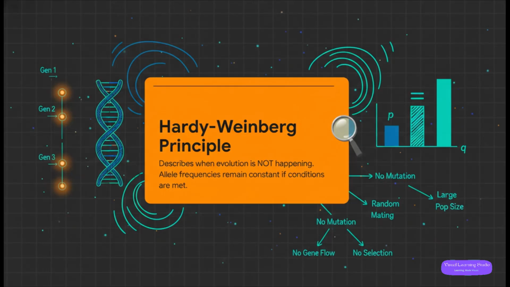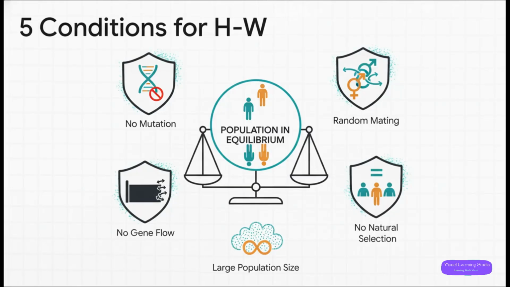Here is the secret to understanding Hardy-Weinberg. The principle isn't describing evolution. It's describing a state of no evolution. It's like a scientific control group. It paints a picture of a hypothetical, perfect population where the gene frequencies stay exactly the same, generation after generation, forever. Now, for this imaginary perfectly stable population to exist, 5 specific conditions have to be met.